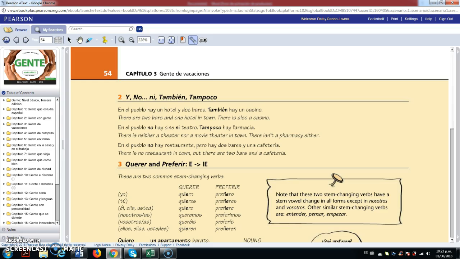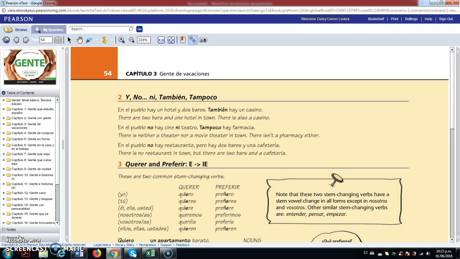Okay? So through this mini lesson, I am going to talk about linking words that we use to add or contrast information. Okay, so as we have been describing towns, we are going to use the verb hay in order to describe what we can see in towns, and we are going to use these linking words.